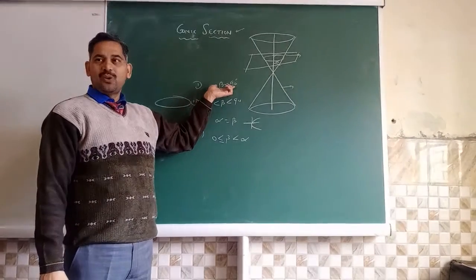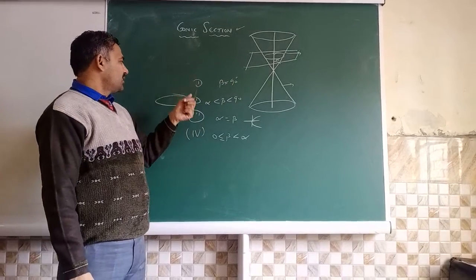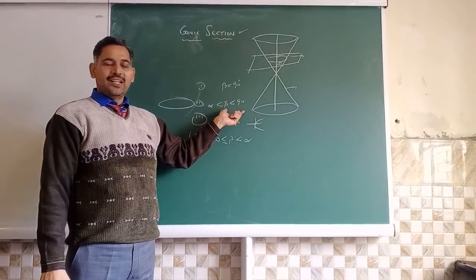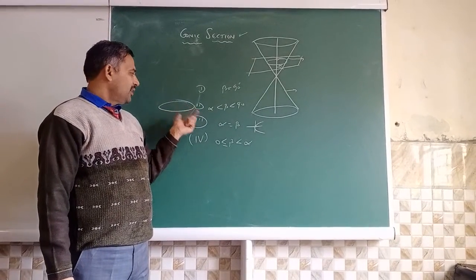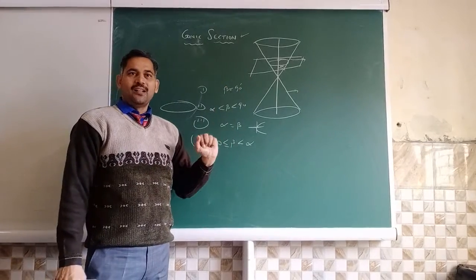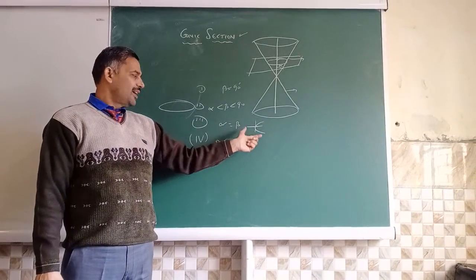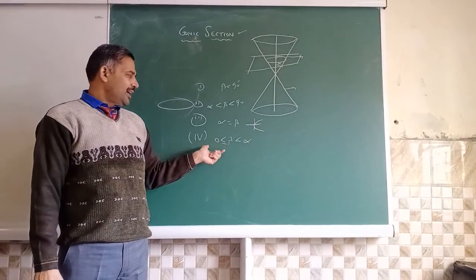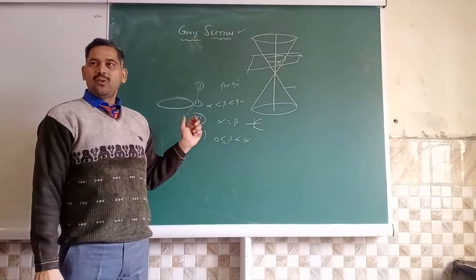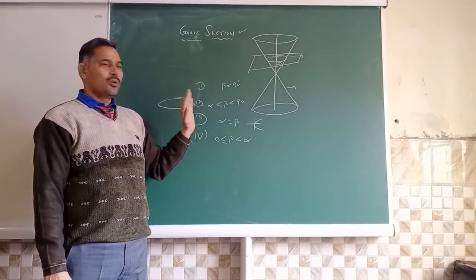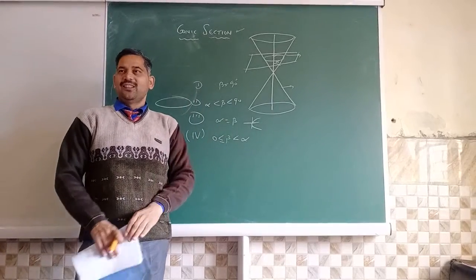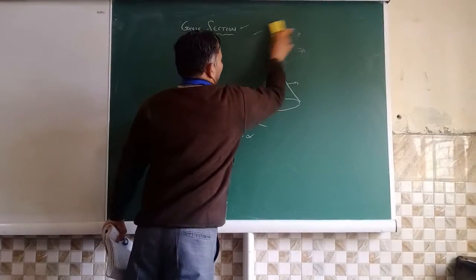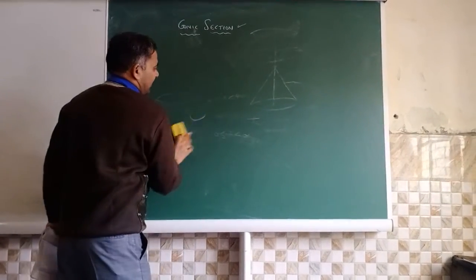If beta is equal to 90 degrees, we get a circle. If beta is greater than alpha and less than 90, we get an ellipse. Next, if alpha and beta are equal, we get a parabola. And last, the fourth condition, when beta is greater than 0 and less than alpha, we get a hyperbola. So we will discuss these four sections in this video. Okay, so let's see first, what is the circle? The first topic is the circle.